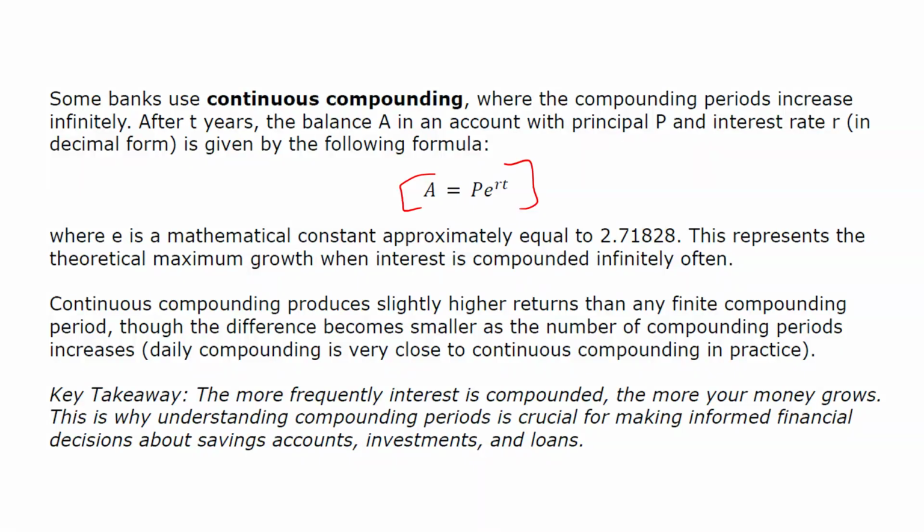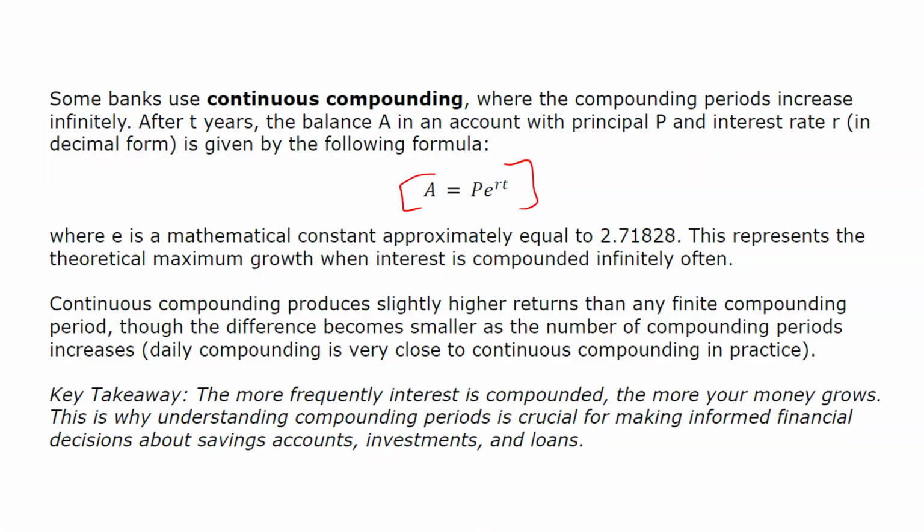It's similar to pi. This represents the theoretical maximum growth when interest is compounded infinitely often. Continuous compounding produces slightly higher returns than any finite compounding period, though the difference becomes smaller as the number of compounding periods increases. So daily compounding is very close to continuous compounding in practice. A key takeaway is that the more frequently interest is compounded, the more your money grows. This is why understanding compounding periods is crucial for making informed financial decisions about savings accounts, investments, and loans.